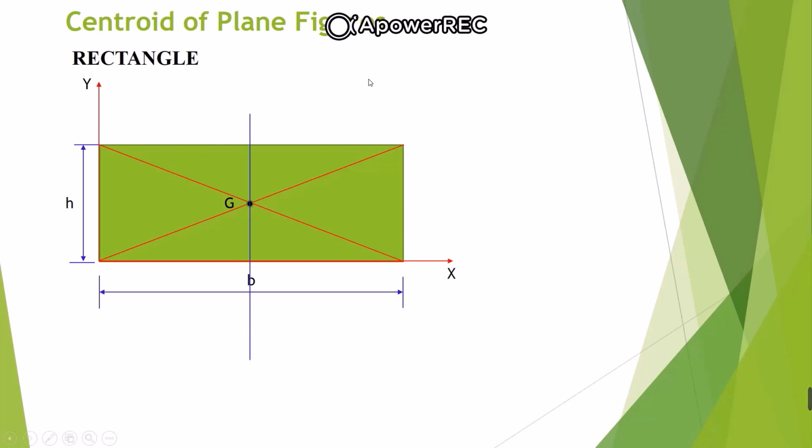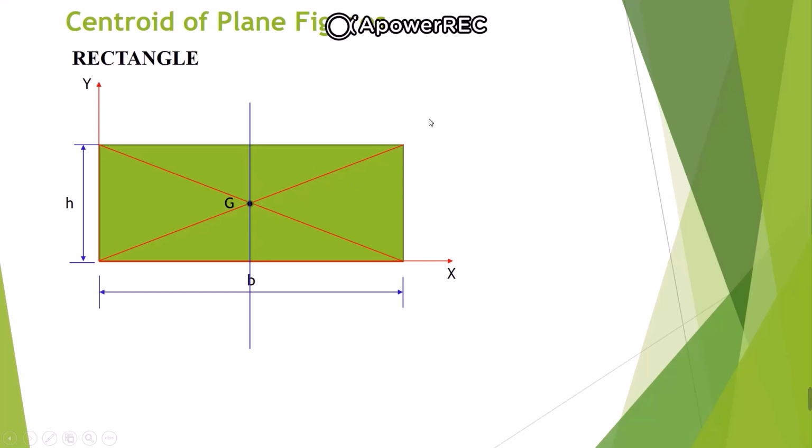Now there is another method. For that, first draw a vertical line passing through the center of the rectangular section, and we can see that the rectangular section is symmetrical about this line. That means CG lies somewhere on this line. So it can be here or here or here, anywhere on this vertical line.